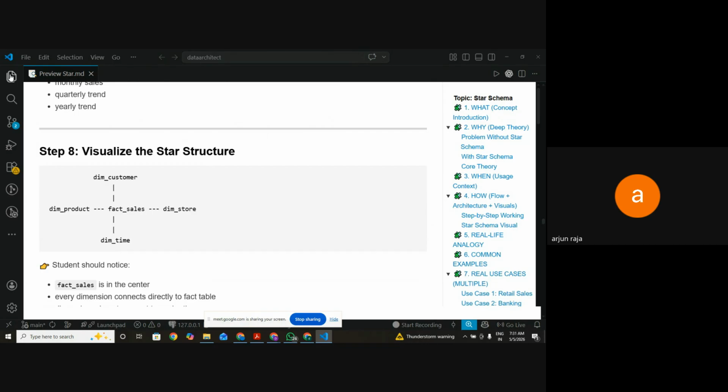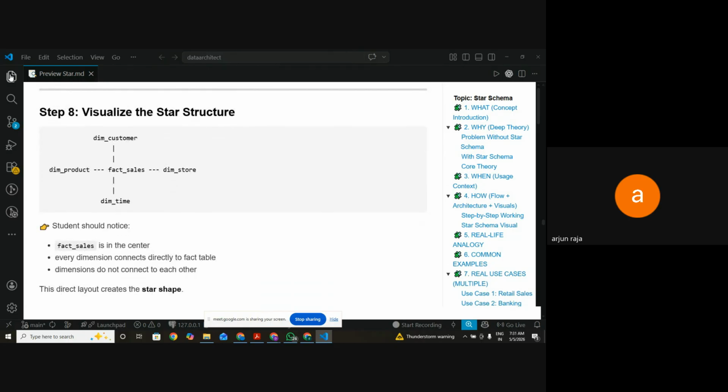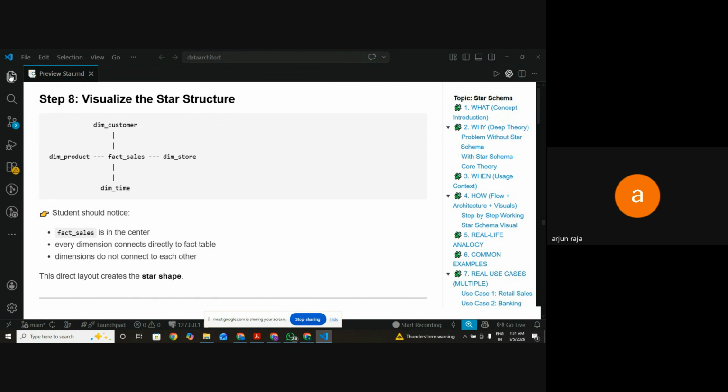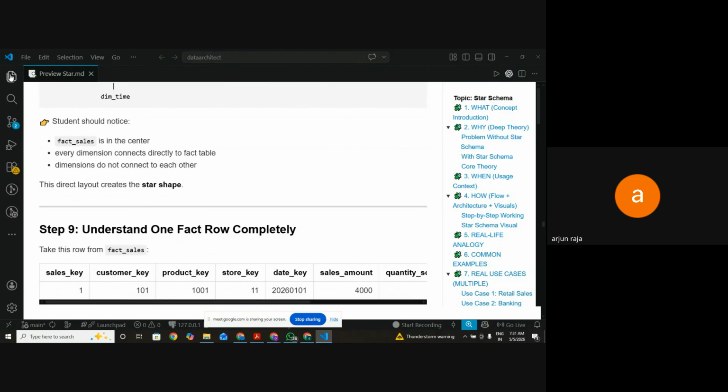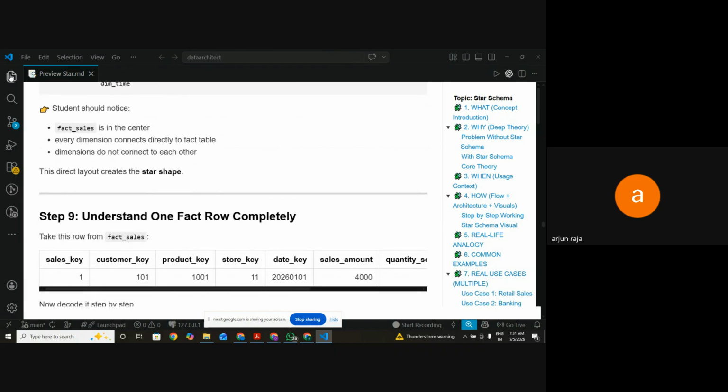Then visualize the star structure. Fact sales is in the center. We will have product dimension, customer, time, and store. These are all surrounding tables. That's creating a star. Students should notice fact sales is in the center. Every dimension connects directly to the fact table. Dimensions do not connect to each other. This direct layout creates a star shape.